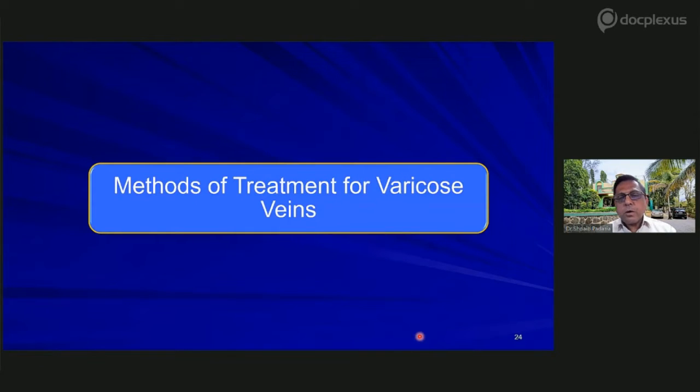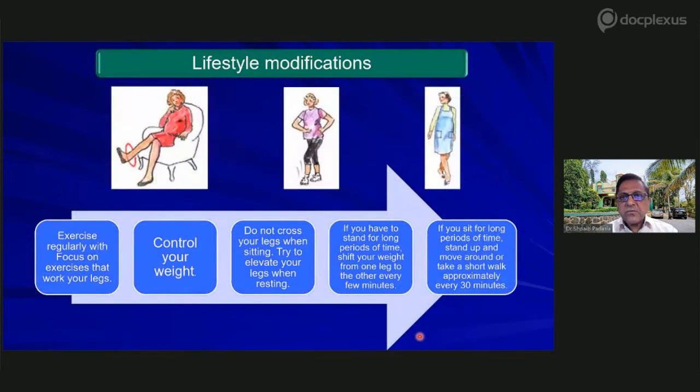So how do we go about treating varicose veins? The first thing that is very important is lifestyle modifications for the patient. You must see to it that they exercise regularly with a focus on exercises that work their legs. They must control their weight, because obviously the more the weight, the more the pressure on the veins, the more the leakage of the valves.